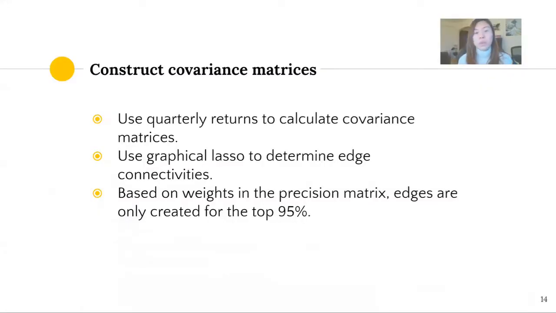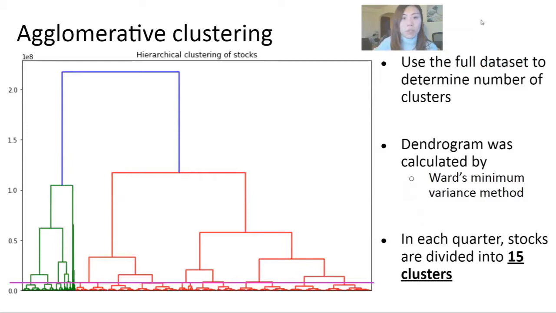Before using any clustering method, we need to construct the covariance matrices. Here we use quarterly returns to calculate covariance matrices. We also use graphical lasso to determine edge connectivities. So for agglomerative clustering, we need to determine the number of clusters a priori. We use the full data set to determine the number of clusters by creating a dendrogram. The dendrogram was calculated by using Ward's minimum variance method. On the dendrogram, we drew a horizontal line and counted the number of clusters that lie below the horizontal line. Here we found a total of 15 clusters.